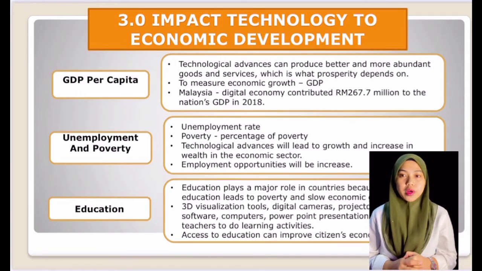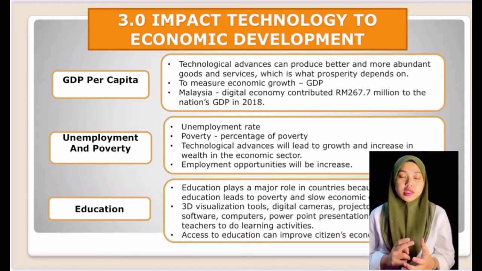GDP refers to the total value of all products and services generated in an economy. Developing countries such as Malaysia have experienced growth in GDP caused by the use of technology in the country. The digital economy in Malaysia contributed 67.7 million ringgit to the GDP of Malaysia in 2018.